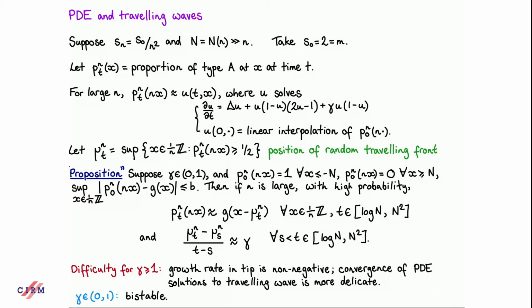So that's roughly how the advantageous type capital A spreads out in space through the population. But what we also wanted to understand is what do the ancestral lineages look like?